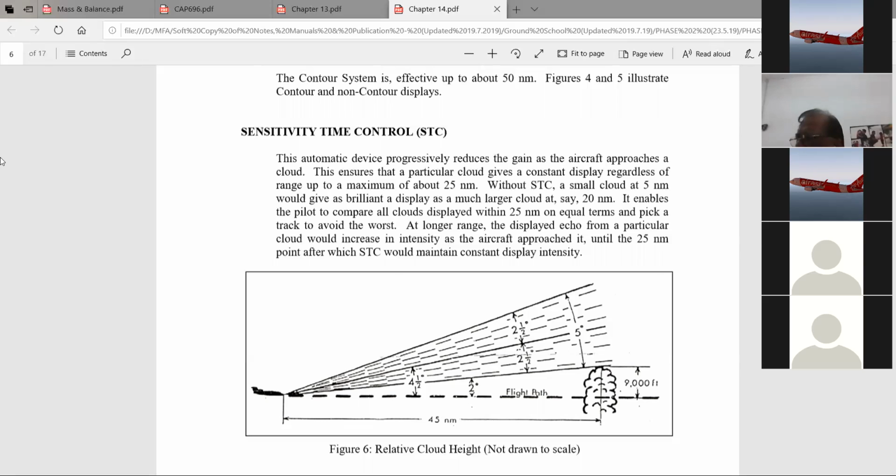Anybody in the class in doubt as far as these numericals are concerned? One more, try one more. Tilt 0, beam width 4 degrees, range 60 nautical miles, flight level 360. Again, tilt 0, beam width 4 degrees, range 60 nautical miles, flight level 360. I want somebody else to give me the answer now, please.